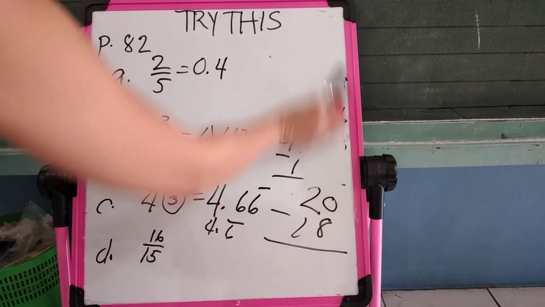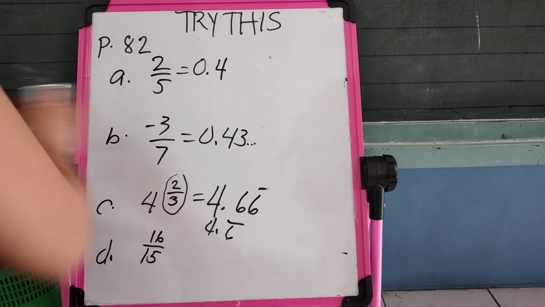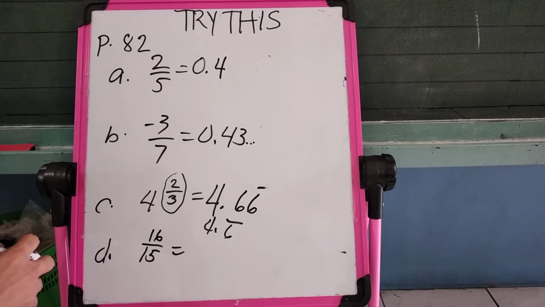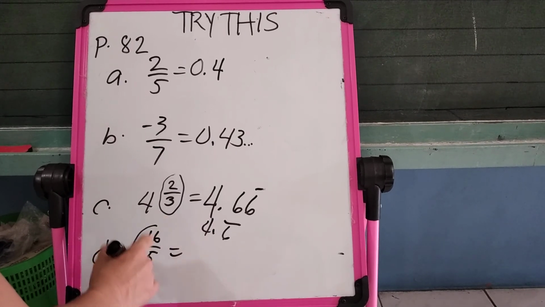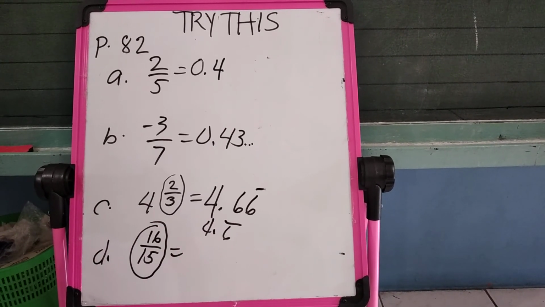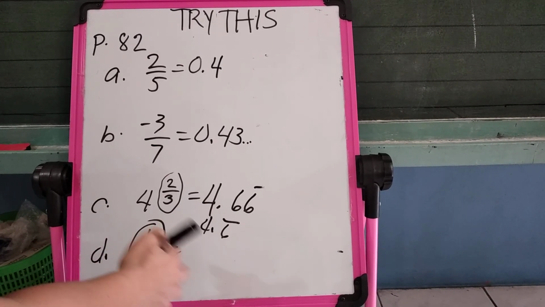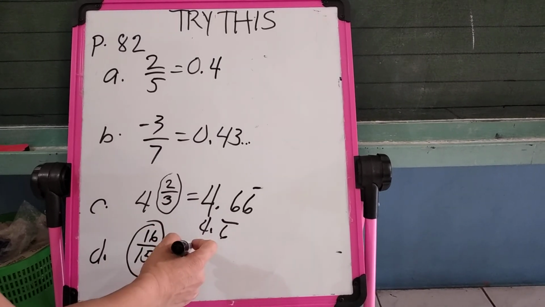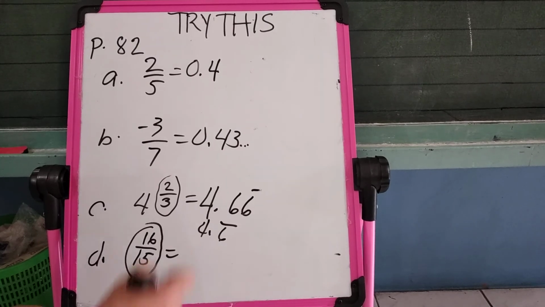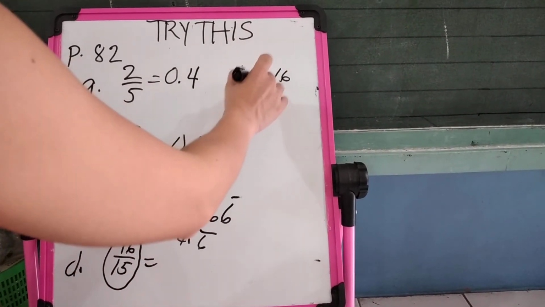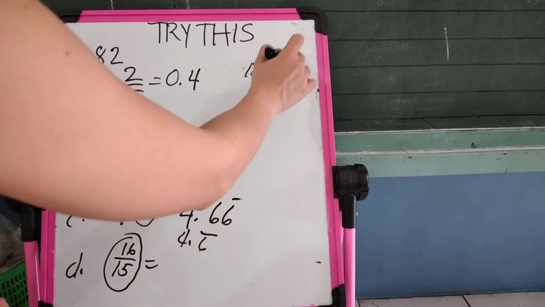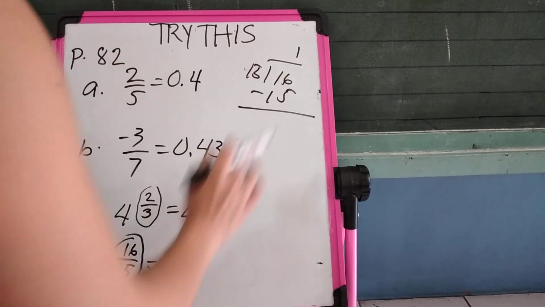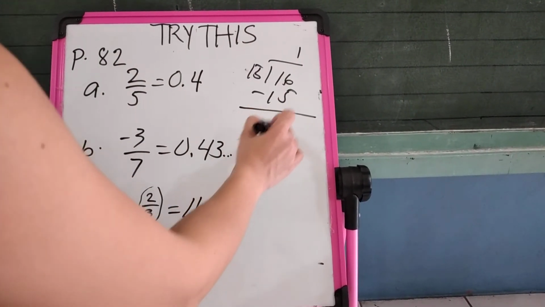Lastly, we have 16 over 15. So we all know this is an improper fraction. It's more than 1. So let's change this first to make your life easier. You don't have to divide 16 by 15. Okay, if you want to, you can try dividing 16 by 15, sure. So there's only one 15 in 16 and times 15. Yeah, so there's still 1 left, okay?